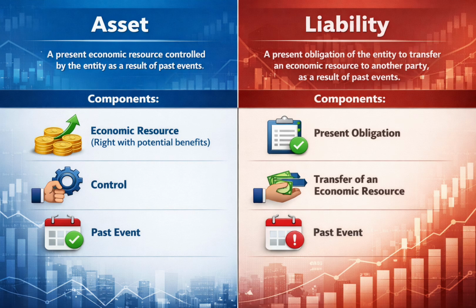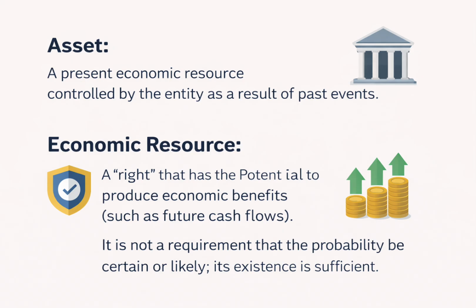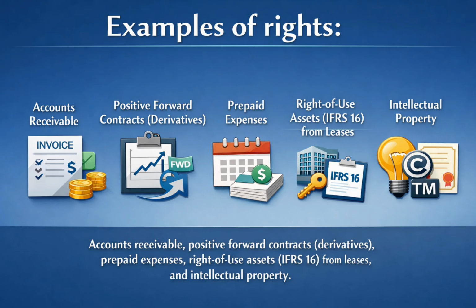Components of the definition. 1. Economic resource. A right that has the potential to produce economic benefits, such as future cash flows. It is not a requirement that the probability be certain or likely. Its existence is sufficient. Examples of rights: accounts receivable, positive forward contracts, derivatives, prepaid expenses, right-of-use assets, IFRS 16, from leases, and intellectual property.